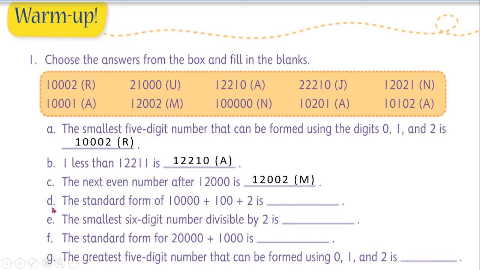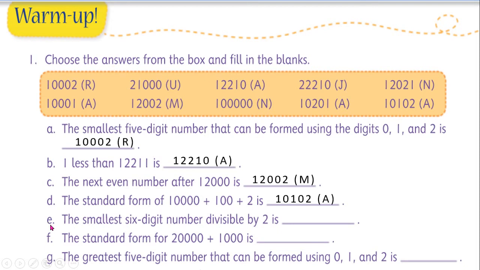So coming to question D here, the standard form of 10,000 plus 100 plus 2 is 10,102. 10,102 is here and the letter A is given here. Let us write that A within brackets as it is.